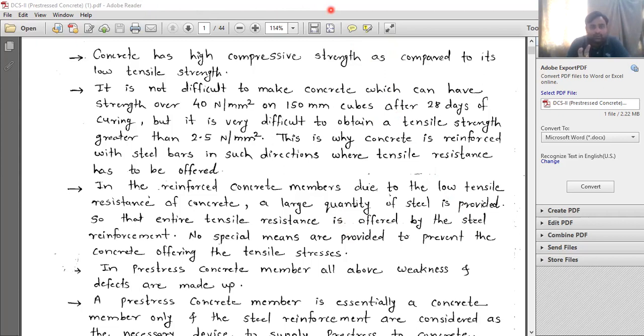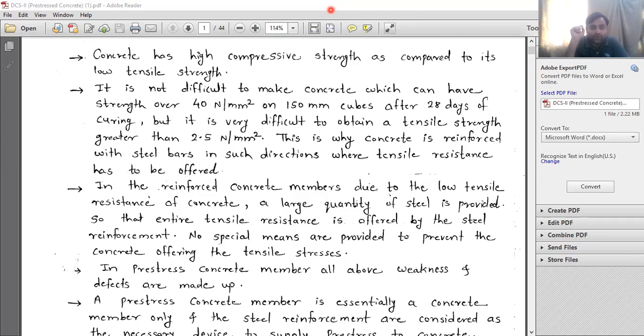Now we are going to discuss prestressed concrete. In the general discussion, we saw that concrete has high compressive strength and low tensile strength. We can achieve a concrete strength of 40 Newton per mm square or greater after 28 days, but its tensile strength is very low. We cannot generally get a tensile strength of more than 2.5 Newton per mm square. That is why steel is combined with the concrete.